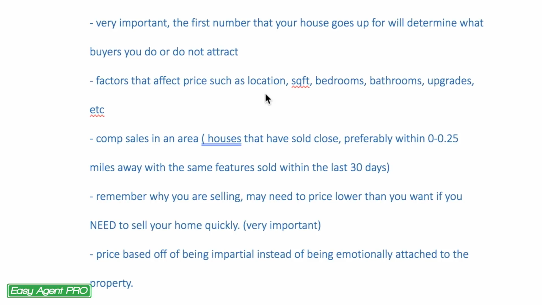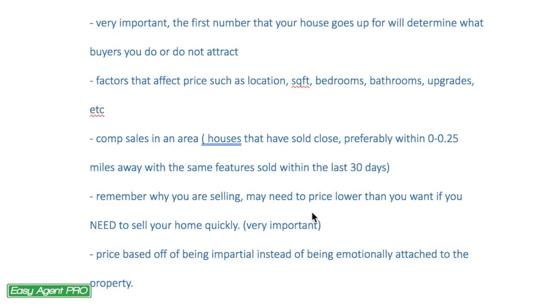If they're searching for themselves, say they're going on Zillow or whatever before they go out and hire a real estate agent, they should find the comps by looking for houses that have sold recently within 0 to 0.25 miles, that have sold with the same features, same bedrooms and bathrooms, same layouts, hopefully within the past 30 days if possible.